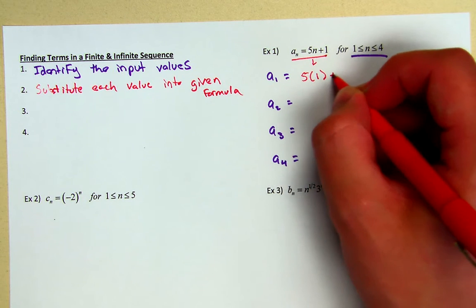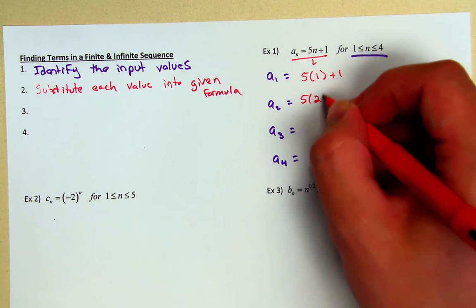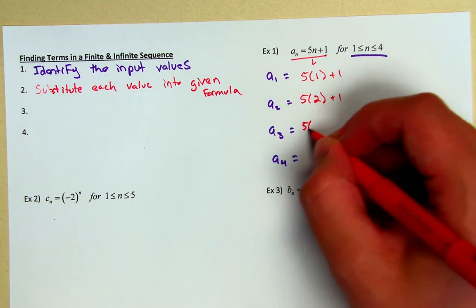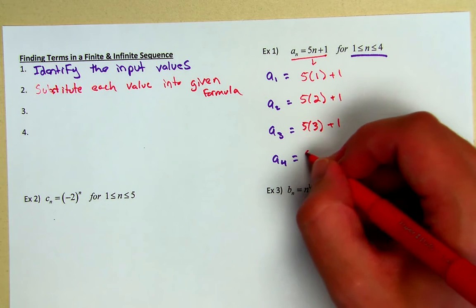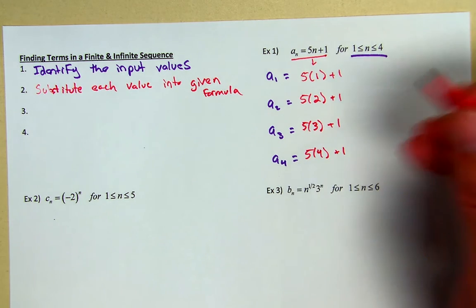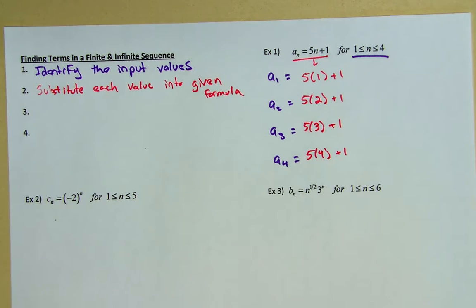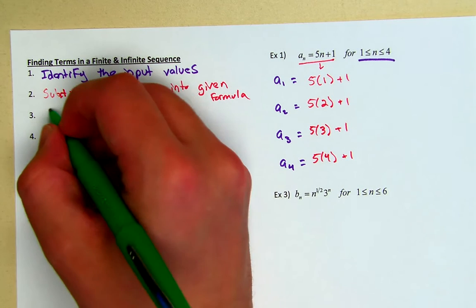5n is 1 plus 1. 5n is 2 plus 1. 5 times n is 3 plus 1. 5 times n is 4 plus 1. Next, once I've substituted, I'm going to simplify.